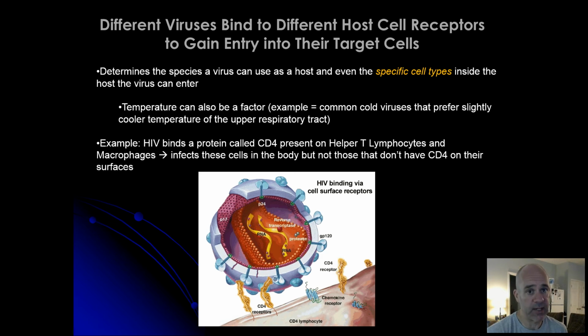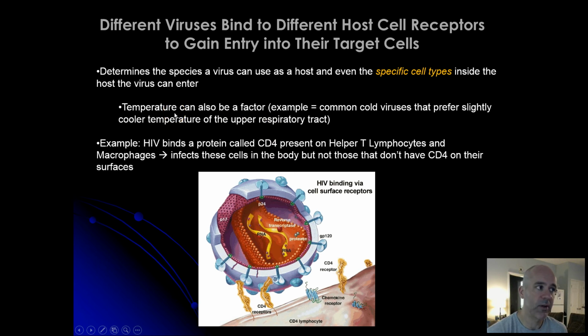Some viruses, their receptors are located on many different cell types in the human body, whereas others are a lot more restricted, kind of like HIV as far as where they will go. Other things can play a role as well. It's not only the receptor that determines where a virus is going to go inside the human body.